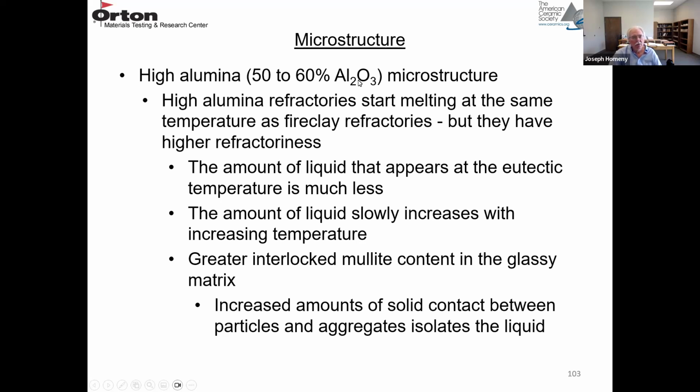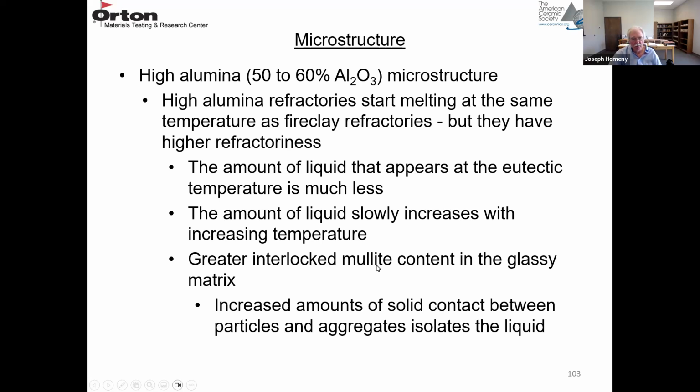So we looked at the phase diagrams, and the high alumina refractories start melting at the same temperatures as the fire clay refractories. They have the same solidus temperature, but they have higher refractoriness because less liquid develops. So the amount of liquid that appears at the eutectic temperature is less than the fire clays, and the amount of liquid slowly increases as you increase the temperature above the solidus curve.